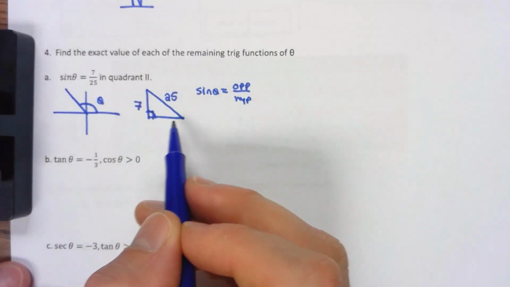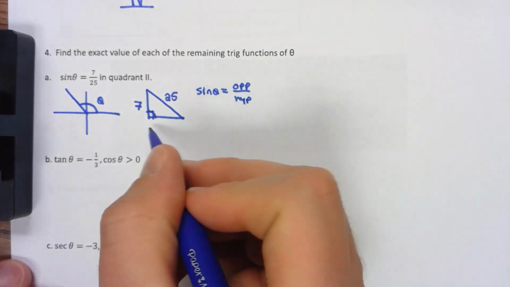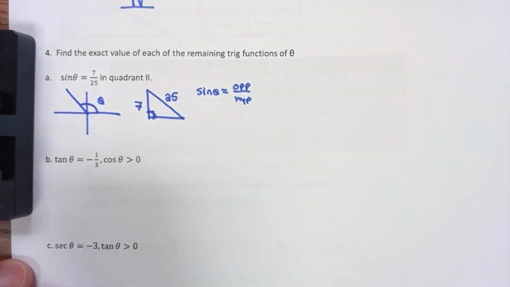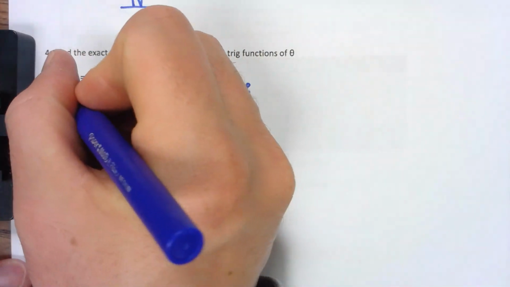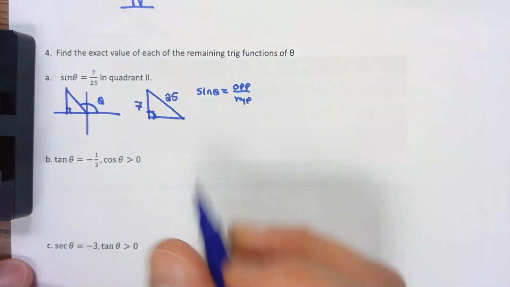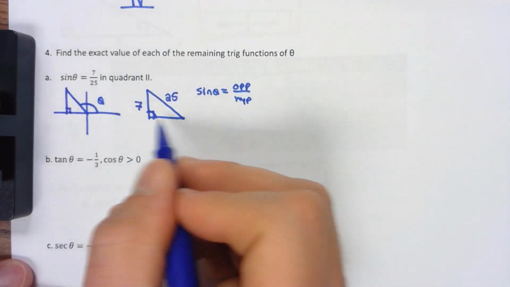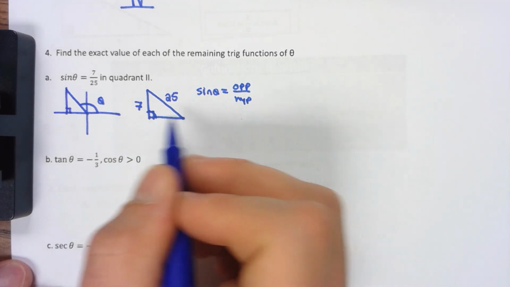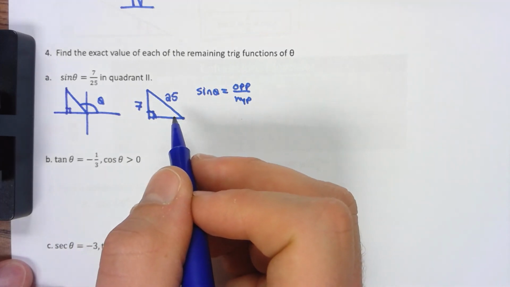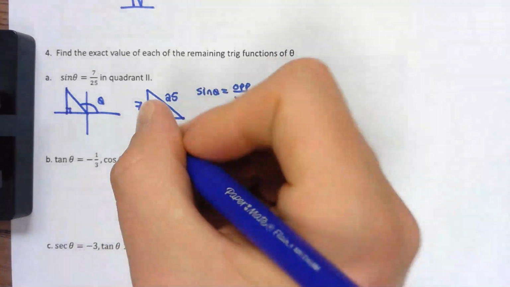Now the reason that quadrant 2 is important is because that's telling us that this horizontal leg here is going to be negative, right? That's how it ends up working out to be in quadrant 2. So we just need to remember that when we use the Pythagorean theorem to find this x, it does need to be negative. So I'm going to use the Pythagorean theorem.